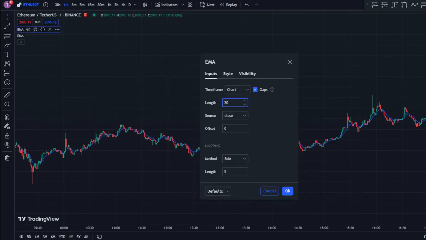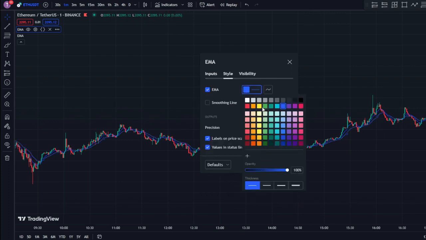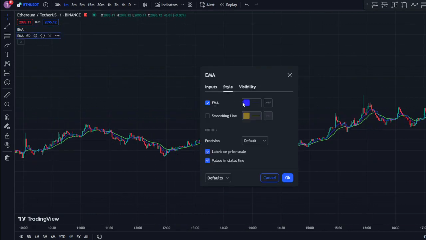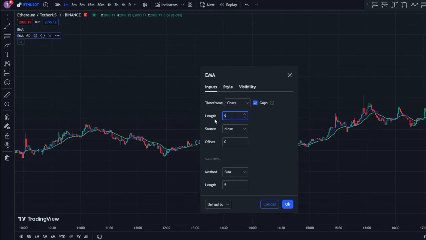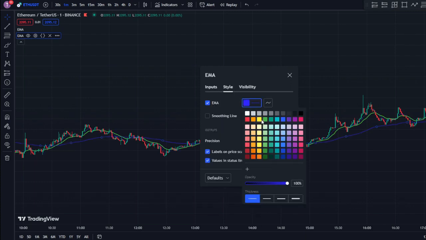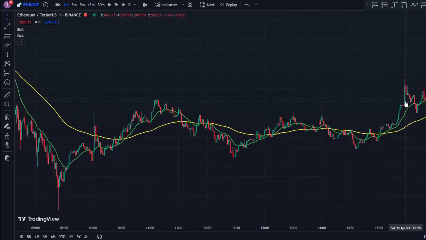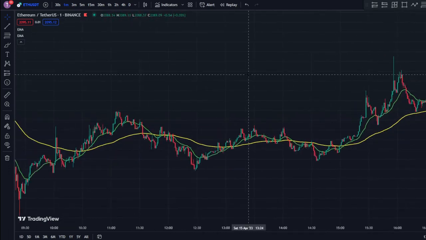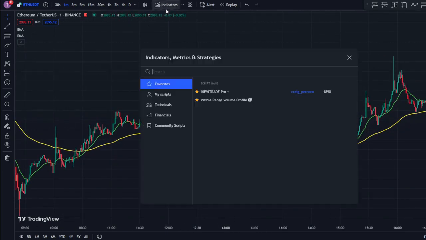You're going to change the first one, the length, to 20. For color, you can change anything you want. I'm going to make it green and I'm going to make it thicker so that you can clearly see the demarcations and which line is which. The next one, you want to change the length to 100. Same thing, you can change to any color you like. I'm going to make it yellow so that it's easier to see. And these are your two EMAs, helping you tell where the trend is going and how you're going to take your positions.